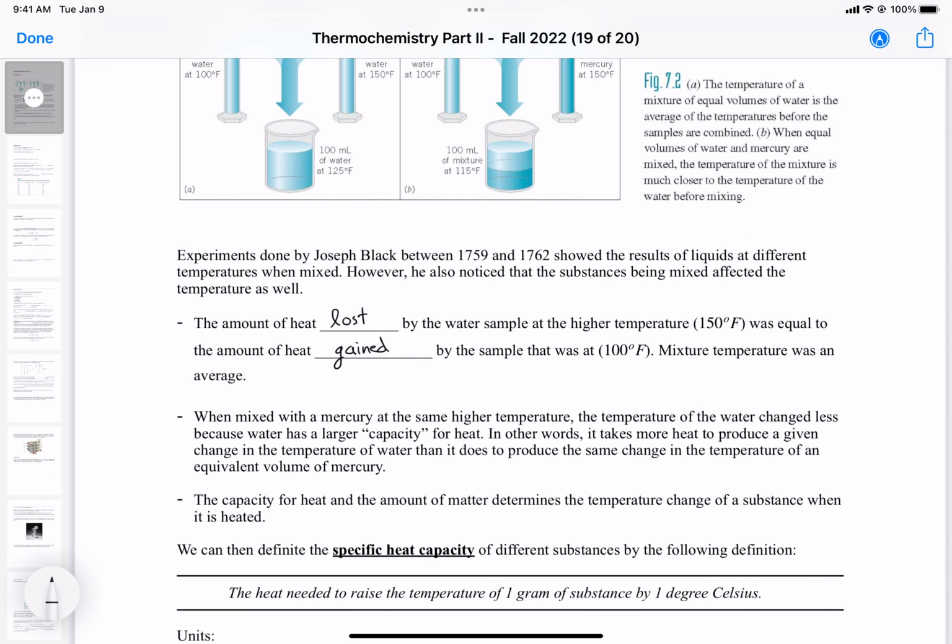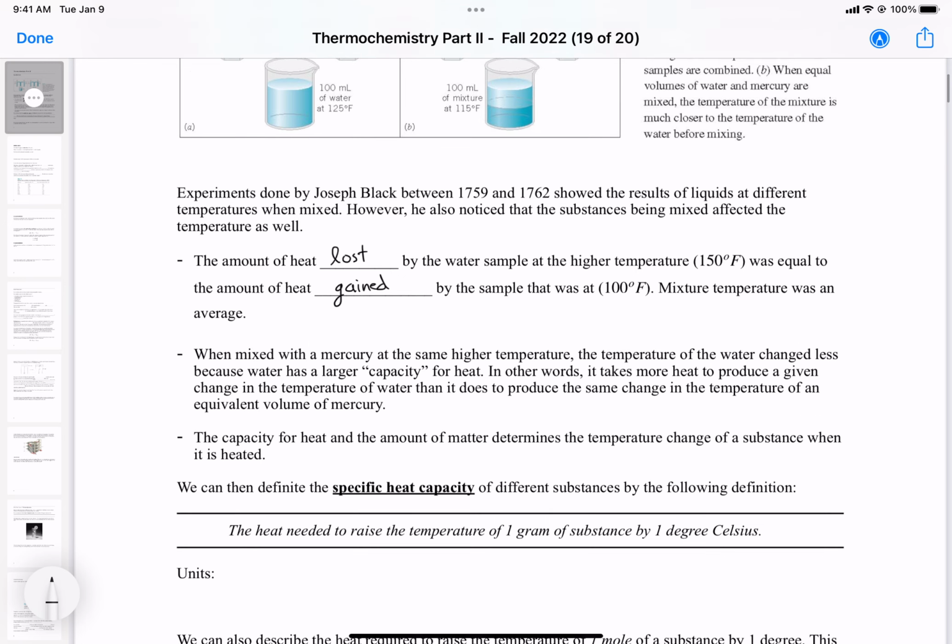The capacity for heat and the amount of matter determine the temperature change of a substance when it is heated. We can then define the specific heat capacity of different substances by this definition here: the heat needed to raise the temperature of 1 gram of a substance by 1 degree Celsius. So that's the definition for specific heat capacity.